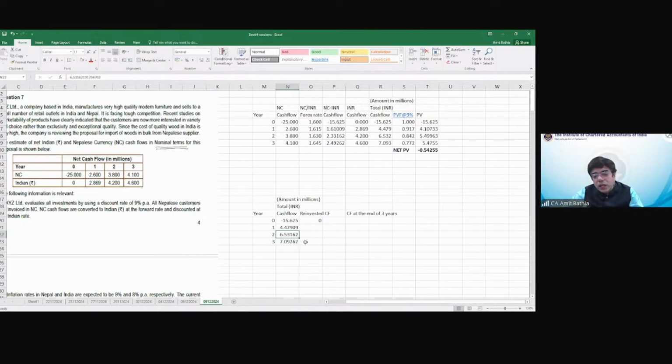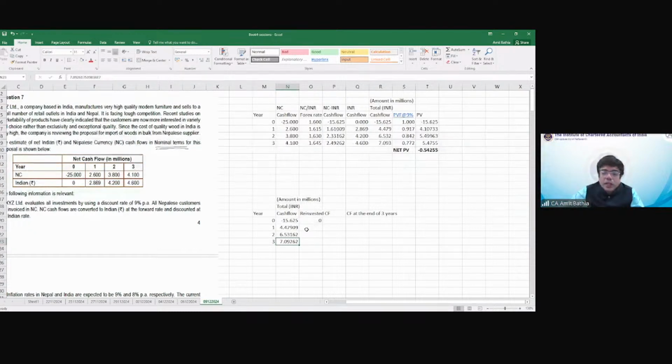Now, end of year 1, year 2, and you will reach the end of year 3. So there it will be only for 1 particular year. For the end of year 3 cash flows, there is no further reinvestment required. Are you with me? Yes, sir. Is that clear? Yes, sir.